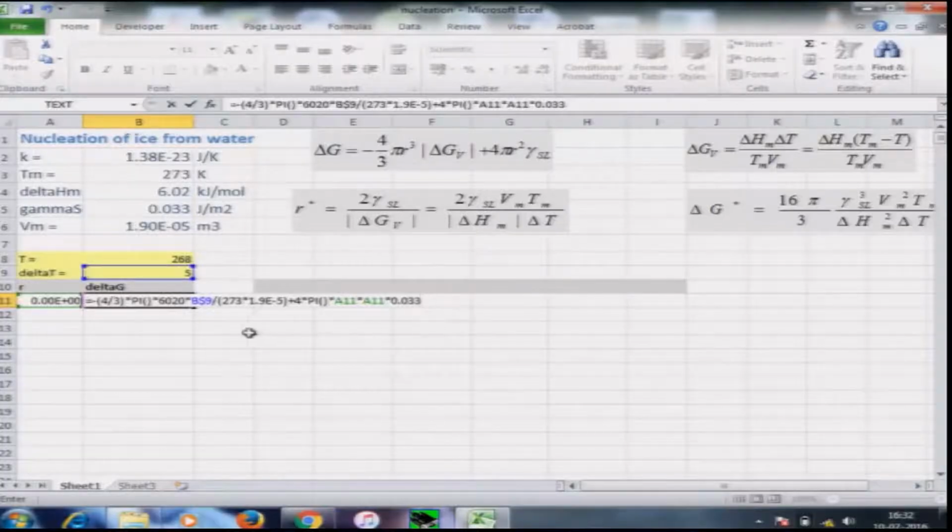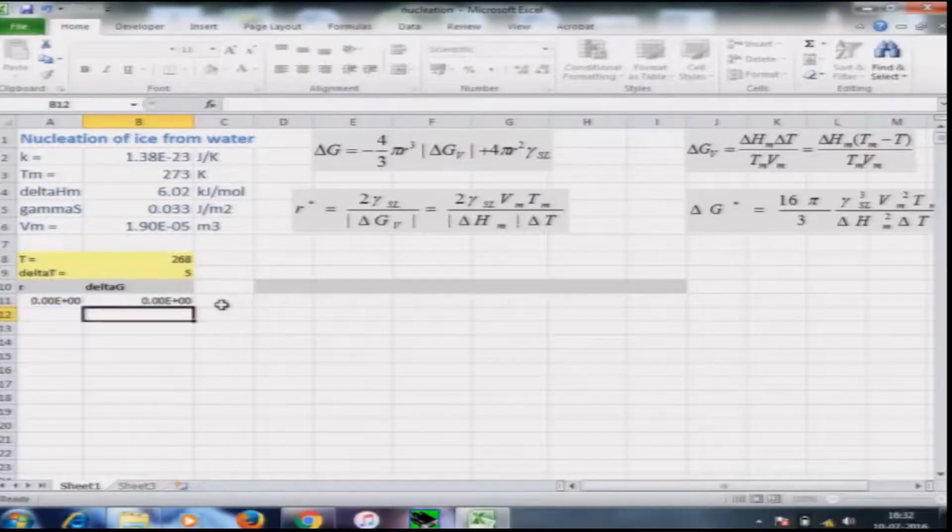Now, one mistake I have made, which I will correct. I forgot to put the size of the nucleus in the first term. So, I will bring my cursor back and pick up the cell A11 cubed, so that will make it R cube. Once I have this, I press enter, and I will get a value which is 0, of course, because I have a radius R of 0.